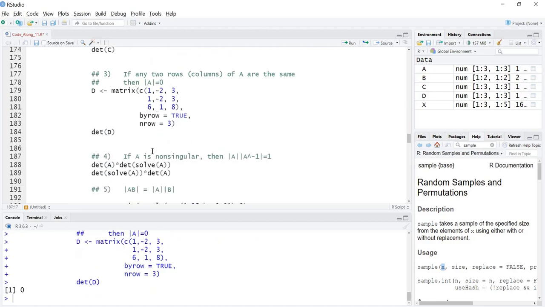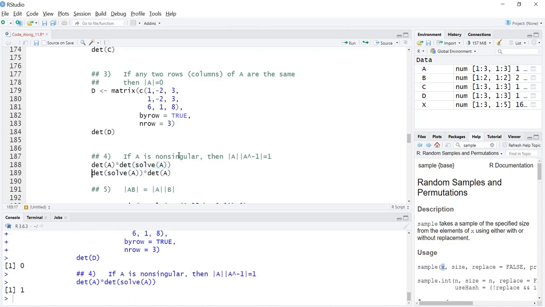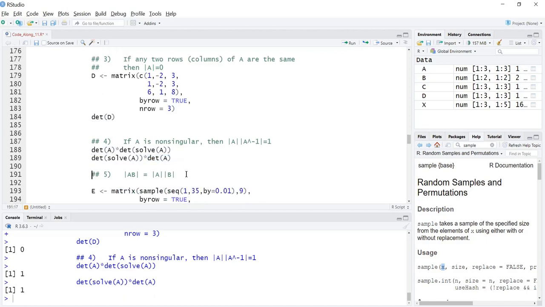If A is non-singular, that means that the inverse exists. If the inverse exists, then the determinant of A times the determinant of its inverse is going to be equal to 1. So here's the determinant of A. Remember, the inverse is solve A. So det A times det of solve A. Let's see what that equals. And it's 1. And likewise, the determinant of A inverse times A is going to be 1.